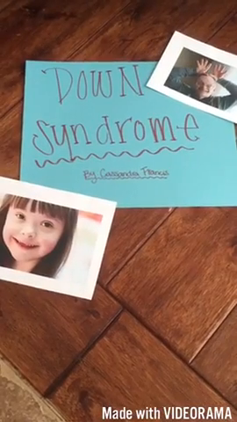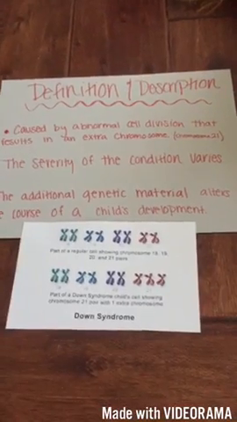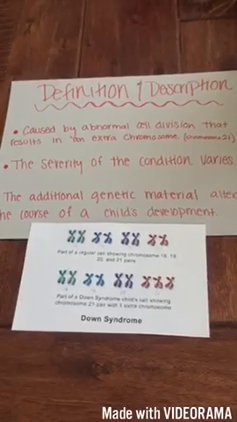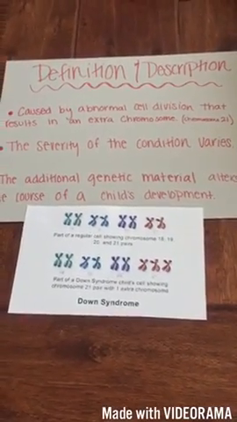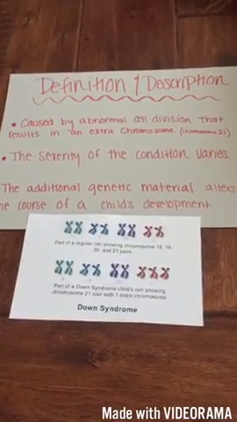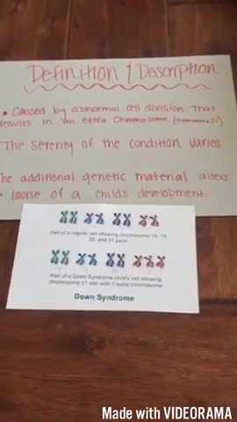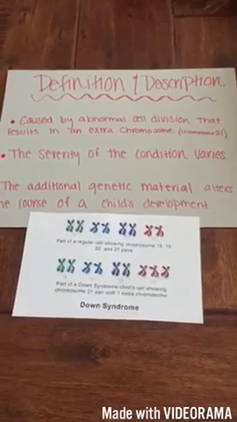The disorder I chose was Down syndrome. Down syndrome is a genetic disorder caused by abnormal cell division that results in extra genetic material from chromosome 21. This genetic disorder varies in severity and causes lifelong intellectual disability and developmental delays, and in some people it causes health problems.